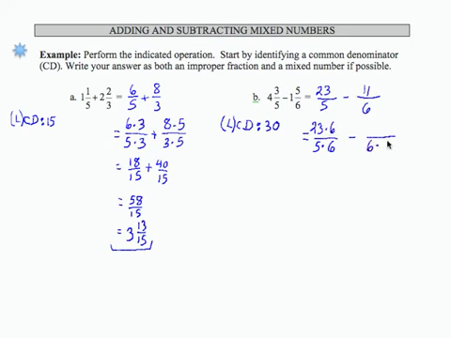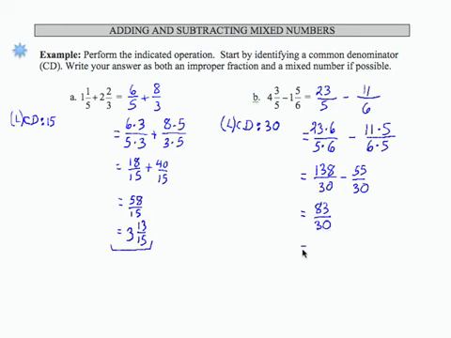In the denominator, I need 6 times 5 to give me 30, which means I need 11 times 5 in the numerator. If I multiply, I get 23 times 6 is 138 divided by 5 times 6 is 30, minus 11 times 5 is 55 over 30. The common denominator now allows me to combine the numerators. 138 minus 55 is 83 over 30. That is my improper fraction result.